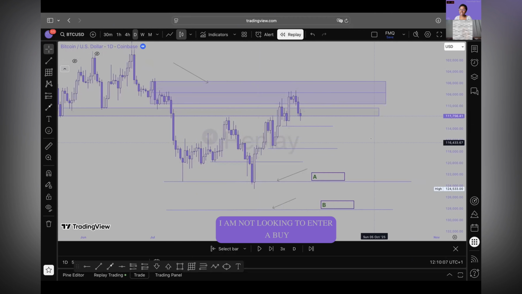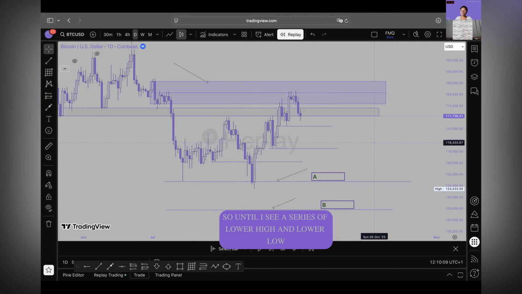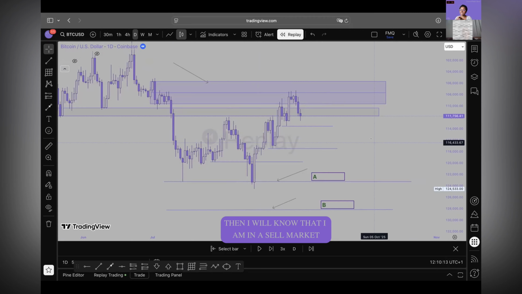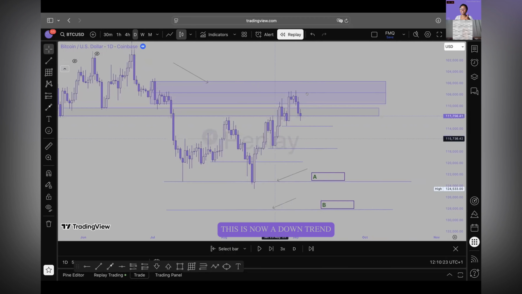I am not looking to enter a buy. I'm looking to enter a sell. So until I see a series of lower highs and lower lows, I will not know that I am in a sell market. So before that, I will wait. This is going to be my lower high. I want to see price break here, give me a correction, and see that, okay, yes, this is no longer an uptrend. This is now a downtrend. That's what I'm going to keep waiting for.